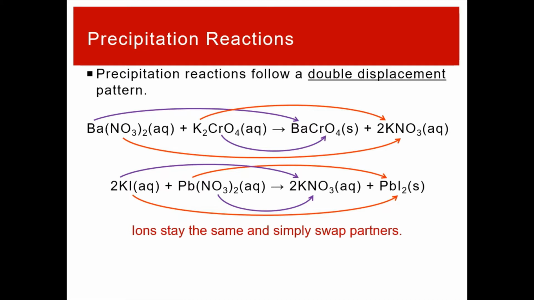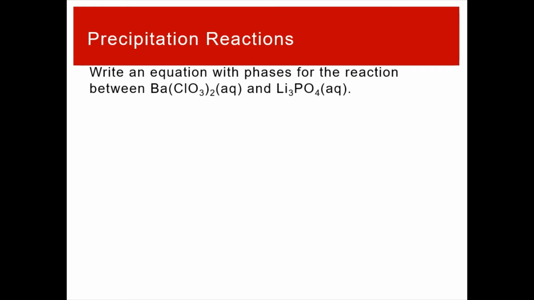Importantly, ions aren't changing identity, only swapping. Let's look at an example. Write an equation with phases for the reaction between barium chlorate, which is Ba(ClO3)2, and lithium phosphate, Li3PO4. Both are aqueous.